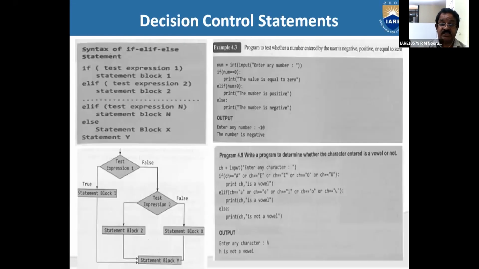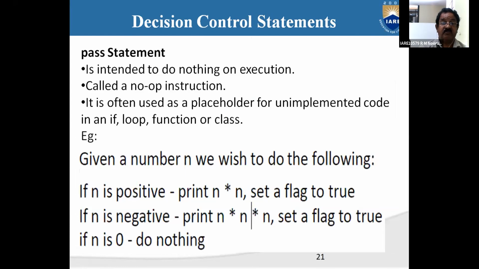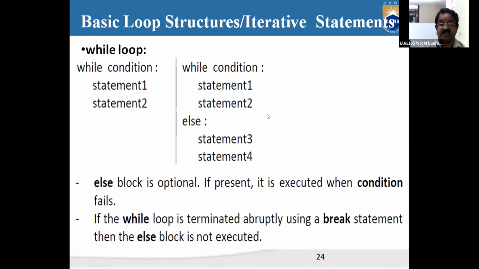which we have already discussed while discussing the while statement and the for statement. I gave the general syntax. So this is the general syntax for the else part within the while statement: while condition, statement 1, statement 2, else, statement 3, statement 4. So here, else within while and for statements exists only in Python, not in the rest of the programming languages.